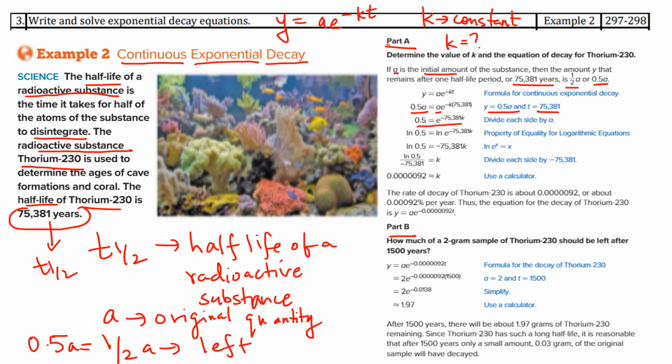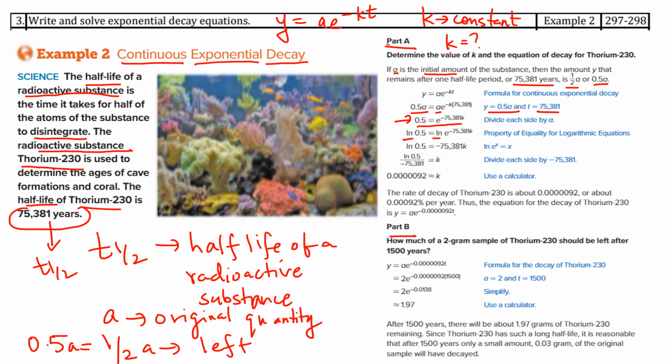Now you can cancel a from both sides, it will collapse, and you are left with 0.5 equal to e to the power minus 75,381 k. Now you need the value of k which is there in the power. So what is the rule that you will apply? What is the trick? You will take log of both sides.